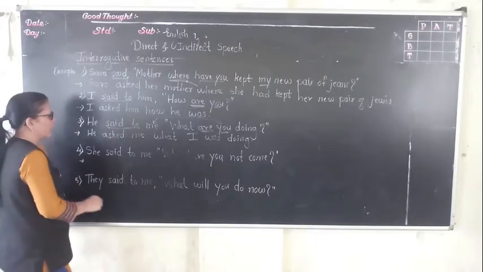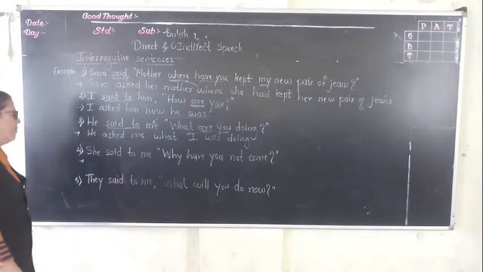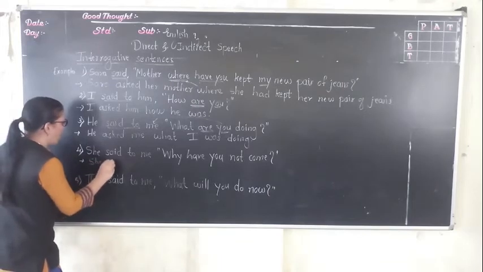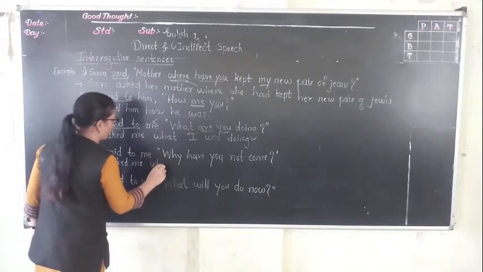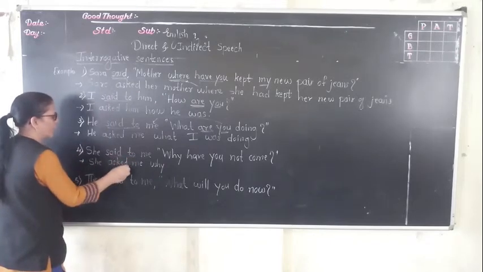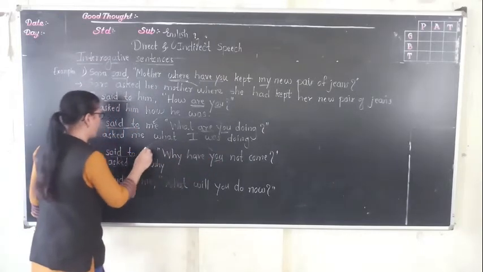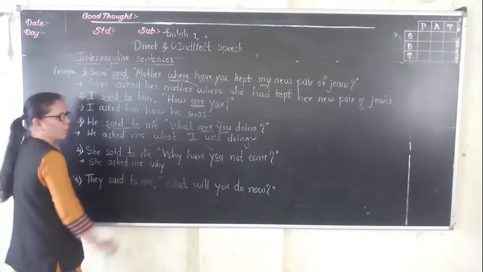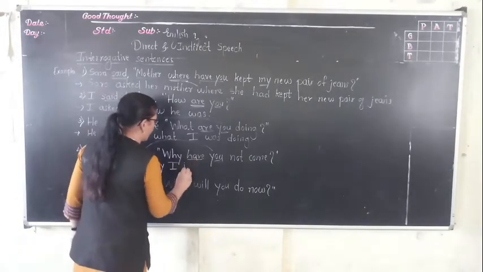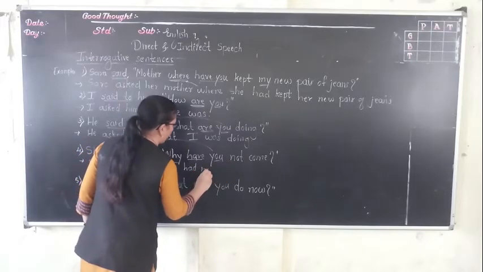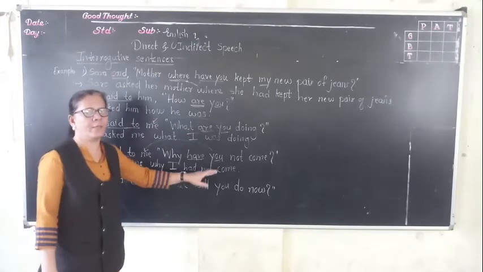Next, third, she said to me, why have you not come? She asked me why. WH word. "Said to" changes to "asked". She asked me why. Subject you changes according to the object, me. So again it will change to I. Why I. "Have" will change to "had not come". She asked me why I had not come.